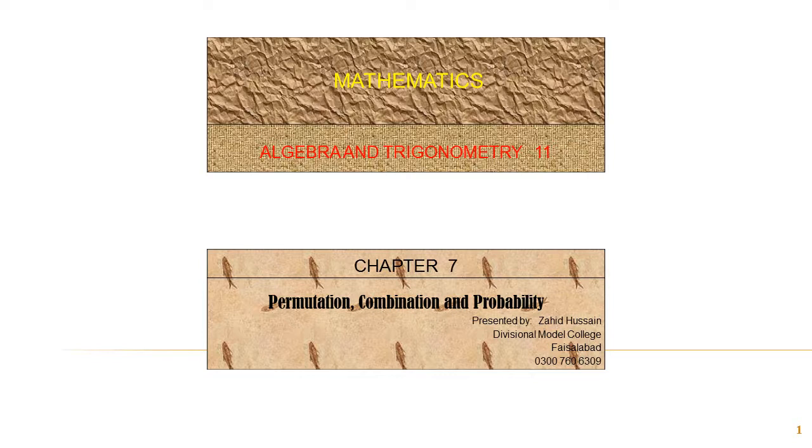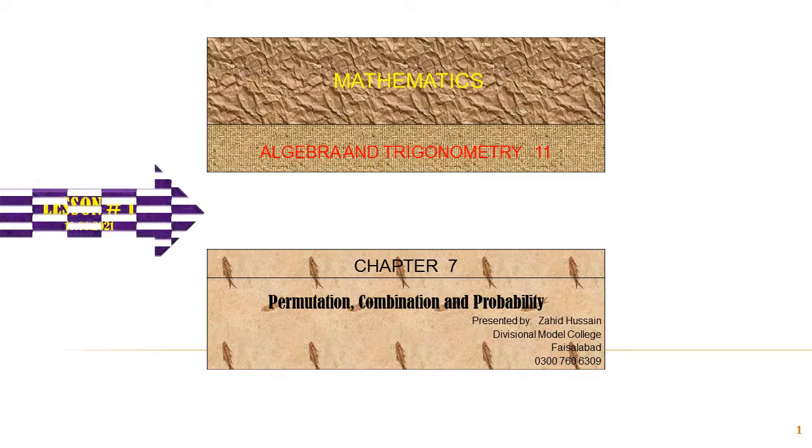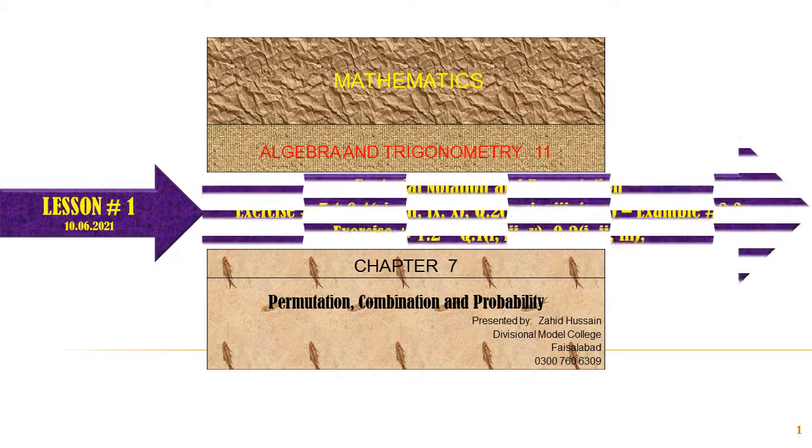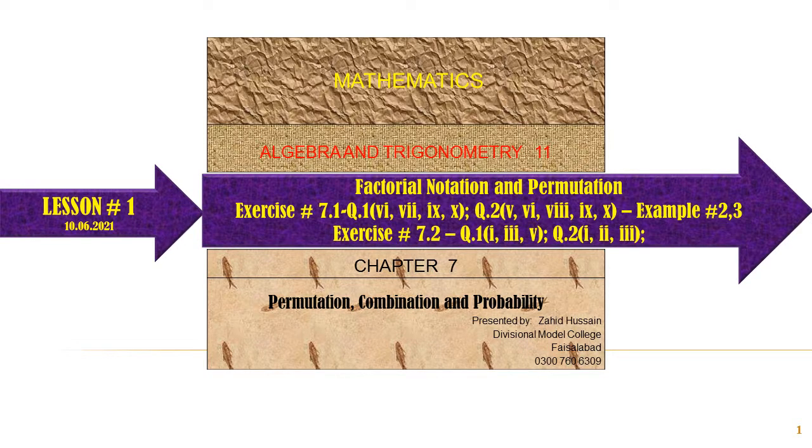We are going to start mathematics for class 11, which is algebra and trigonometry. We will study its chapter number 7, which is permutation, combination, and probability. Today is our lesson number 1, and in this lesson, we will study factorial notation and permutation. And we will solve the selected questions of exercise 7.1 and 7.2, which are included in your smart syllabus.